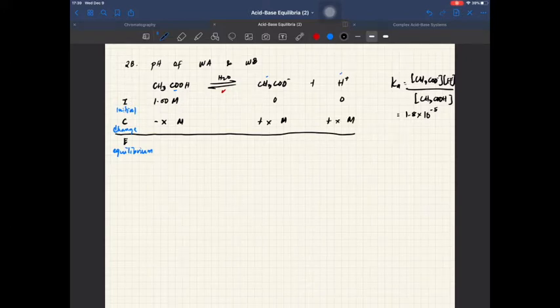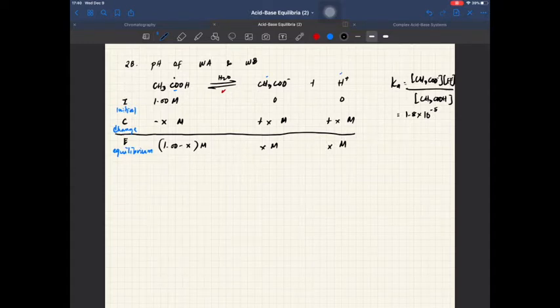So the change tracks how much was ionized and how much was produced. But we don't know these values, so let's just assign x to them. Okay. Therefore, at equilibrium, we have 1 minus x molar as the concentration of the acetic acid, x molar as the concentration of acetate, and also x molar for the concentration of hydrogen ion.